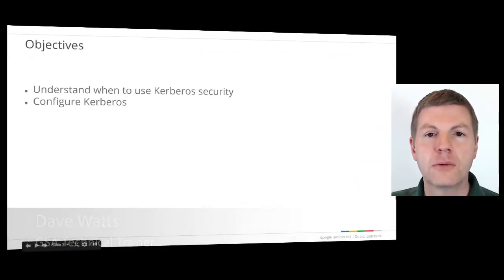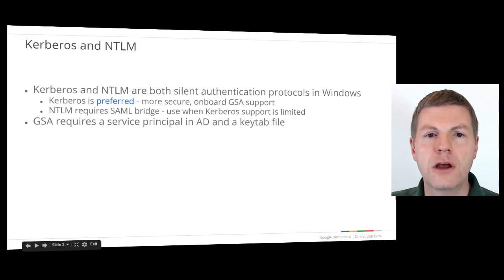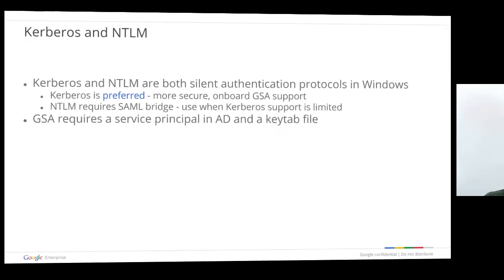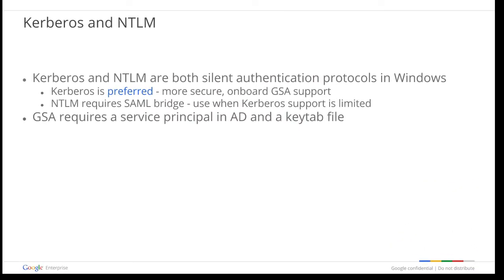In this session, we'll learn about Kerberos, what problems it solves, how it works, and how to use it with the GSA. Our focus for this session will be on Windows and Active Directory, but Kerberos can also be used with other environments. In Windows domains, Kerberos or NTLM can be used for silent authentication. Kerberos is used automatically in Windows where possible because it is more robust and secure, and we prefer to use it because it can be set up directly on the GSA.